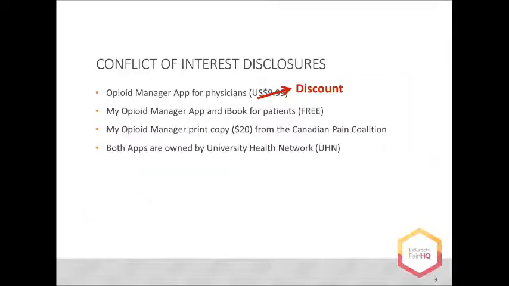So in terms of conflict of interest, I don't have any pharmaceutical company conflict of interest to declare. I never received any pharmaceutical company money for any research or for travel. But there might be a perceived conflict of interest because I'll be talking about the Opioid Manager app for iPhone and iPad for physicians. This week we lowered the price because of the US dollar and Canadian exchange, so we lowered it to $7.99. But the other resource that I'll be talking about, My Opioid Manager, which is for patients, is a free app and iBook, but the printed copy costs $20 and is being sold by the Canadian Pain Coalition. I don't get any money from the sales. Both apps and the book are owned by the University Health Network, which is a hospital that I work for.